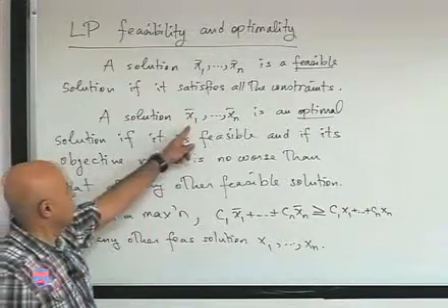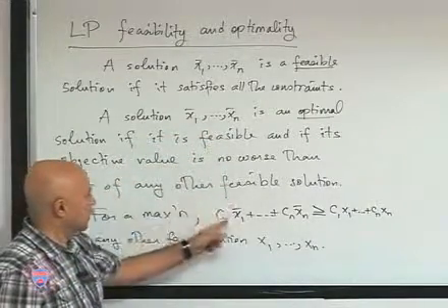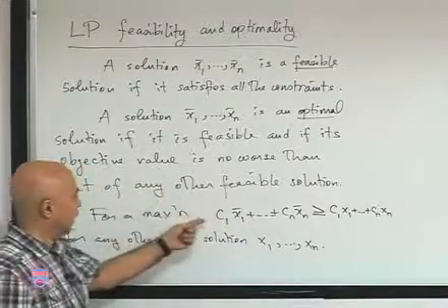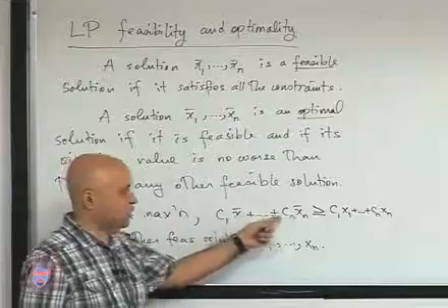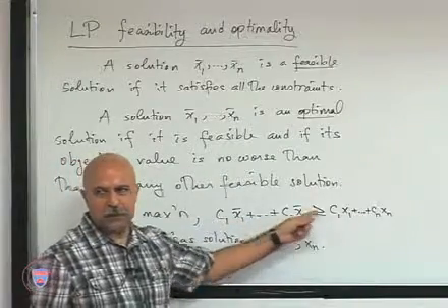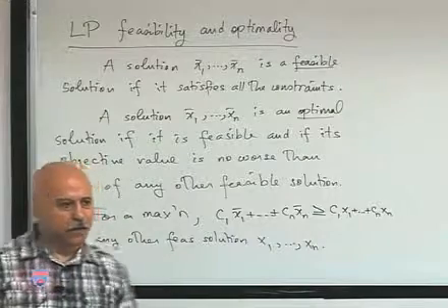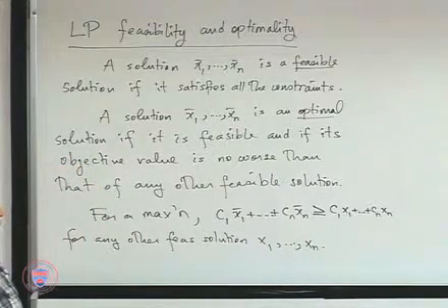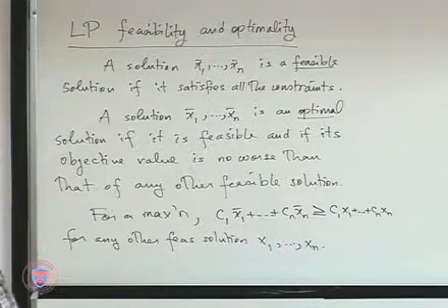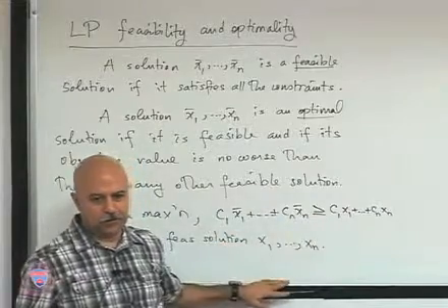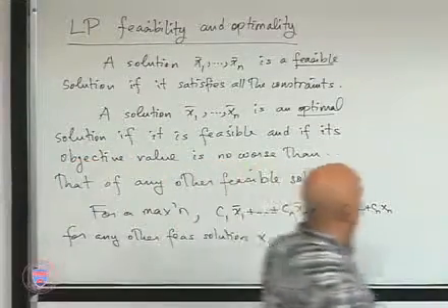A solution x1 bar through xn bar is optimal if it is feasible in the first place, and for a maximization problem, if the objective value induced by it is at least as great as the objective value of any other solution. For a minimization, you just reverse the inequality, so you can take a note of that.